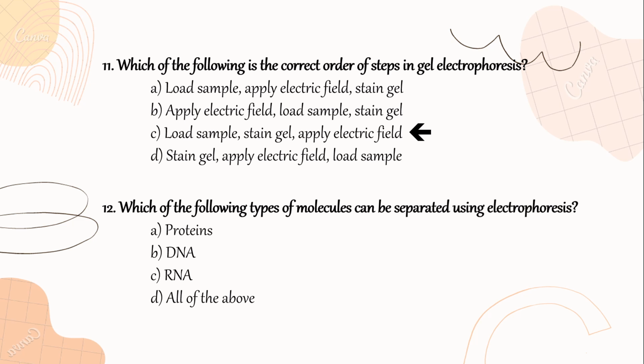Number 12. Which of the following types of molecules can be separated using electrophoresis? A. Proteins, B. DNA, C. RNA and D. All of the above. The correct answer is D. All of the above.